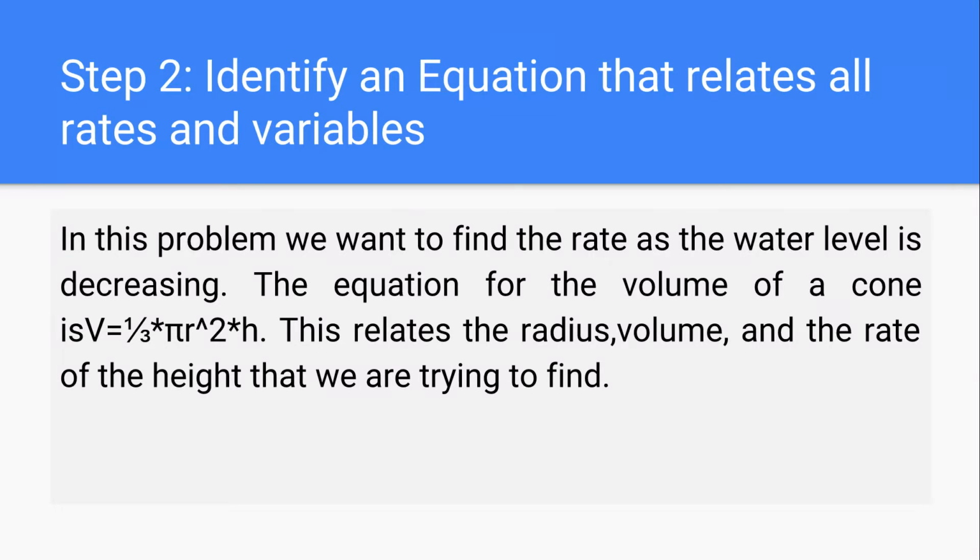Step 2. Identify an equation that relates all rates and variables. In this problem, we want to find the rate at which the water level is decreasing. The equation for the volume of a cone is volume equals 1/3 pi times radius squared times height. This relates the radius, volume, and the rate of the height that we are trying to find.